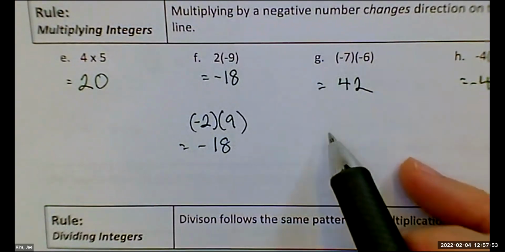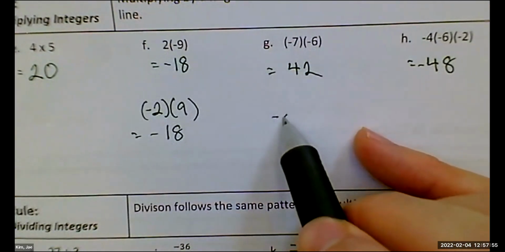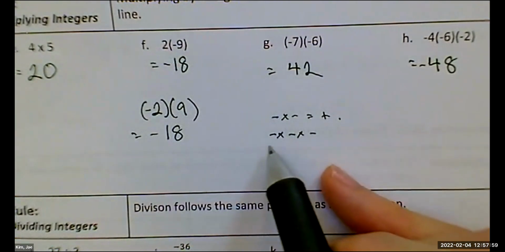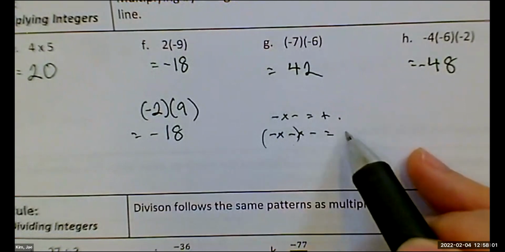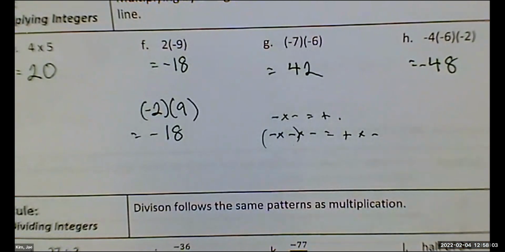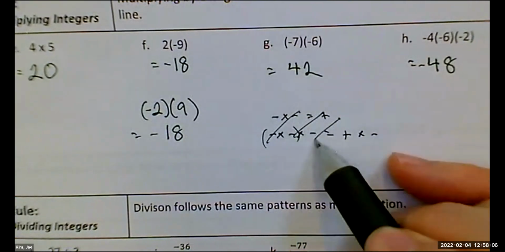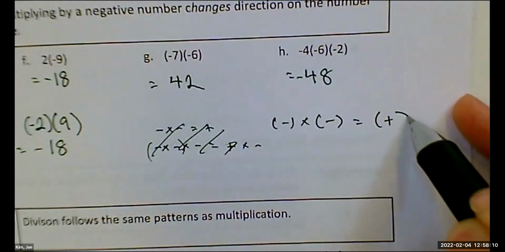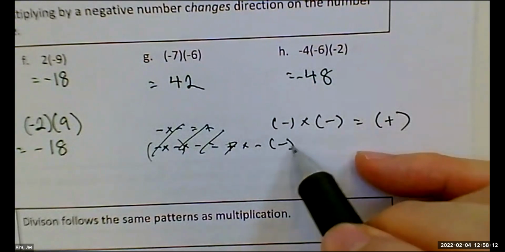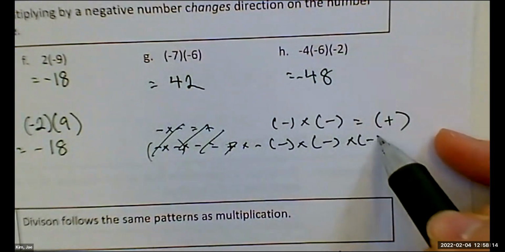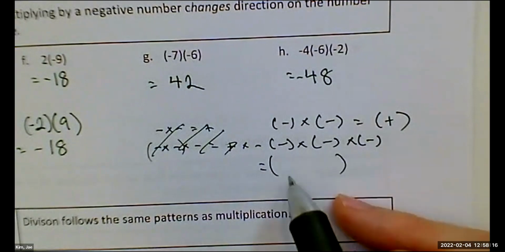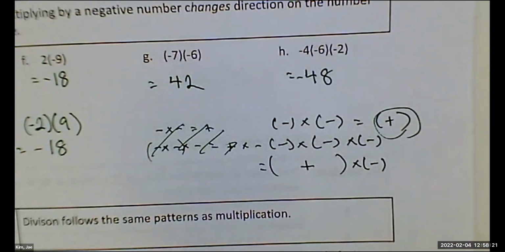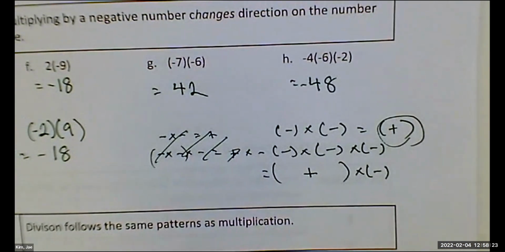So it's a thing, right? It's a good point. We have negative times a negative equals a positive. Negative times a negative times a negative is like saying a positive times a negative. A negative multiplied by a negative is a positive. But a negative times a negative times a negative is the same as saying a positive times a negative, because I already proved that 2 negatives make it positive. So you can simplify that way.